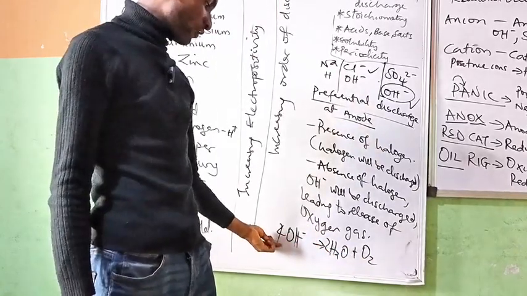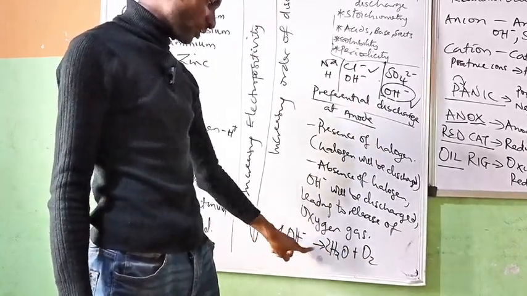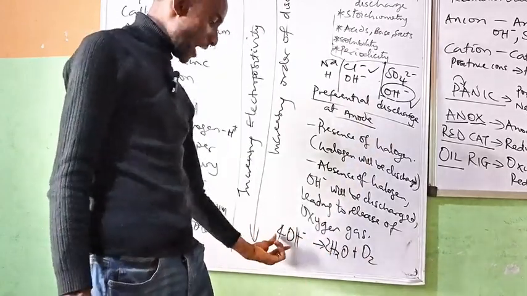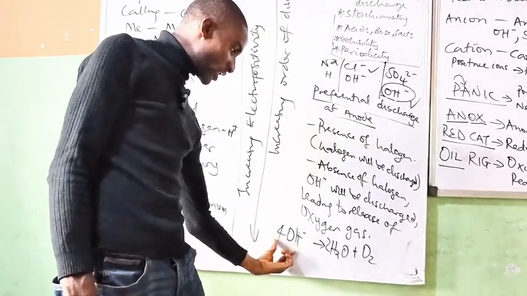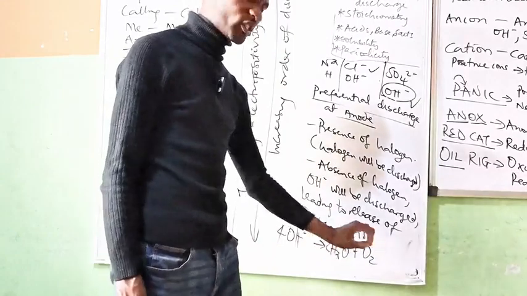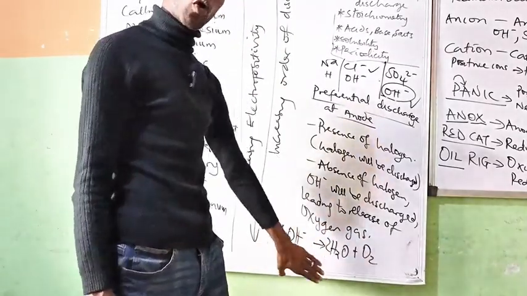So at the end, it's going to give us 4 moles of OH minus, 2H2O, and O2. How many oxygen are here? 4. How many here? 2 plus 2, 4. How many hydrogen here? 4. How many hydrogen? 4. The equation is balanced. So this is what occurs at the anode.